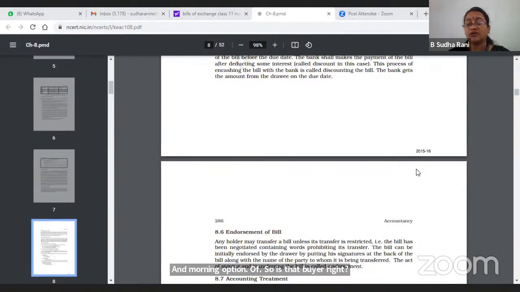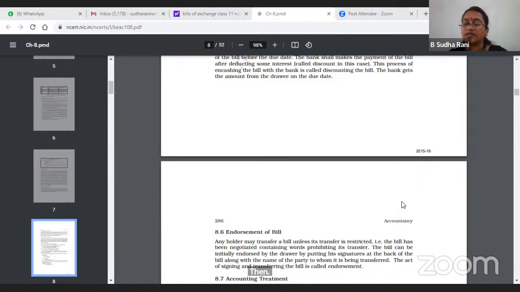On the maturity date after 3 months, if Afsa pays, we say the bill is honored. Bill is honored in the sense that the bill amount on the date of maturity has been met or paid by the customer. Sometimes the customer may not be able to pay on time. Then you will say the bill is dishonored.